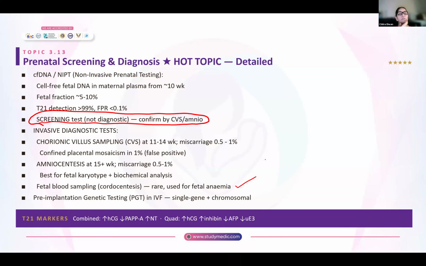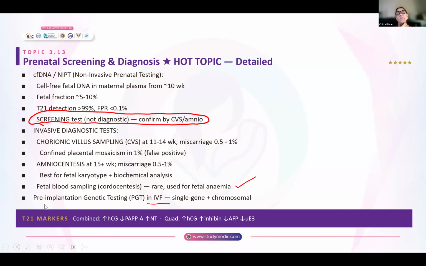And pre-implantation genetic testing, or PGT, is done for individuals undergoing IVF, especially if they have single gene or chromosomal defects. So once fertilization is achieved, one cell is removed, and then that cell is tested for this gene defect or the chromosomal defect, and embryos which are free from the defect are the embryos that are transferred back into the uterus.